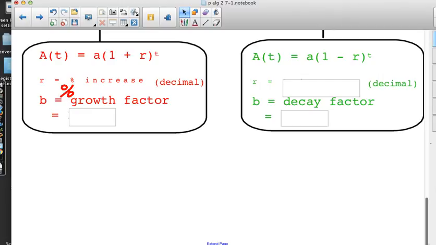B is called the growth factor, and the growth factor is all of this.